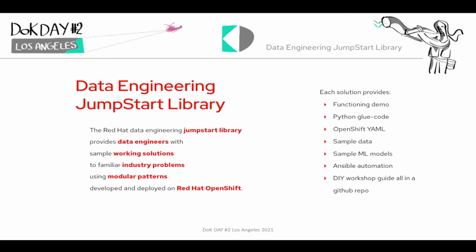The repository contains functional demos, some Python glue code that you can always change, and some OpenShift YAML files, which will help you deploy the components and tools required for the demo to work. This also contains some sample data and some sample pre-trained machine learning models. For the enthusiasts out there who are interested in automation, we've also packed in some automation deployment scripts, which will help you deploy these solutions really quickly.